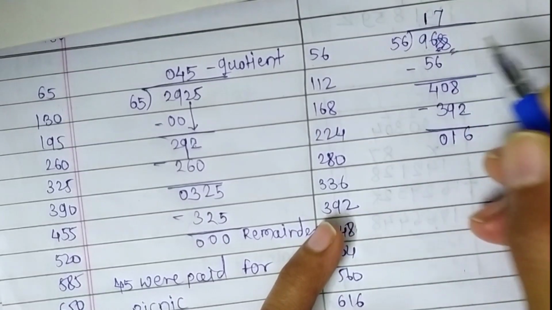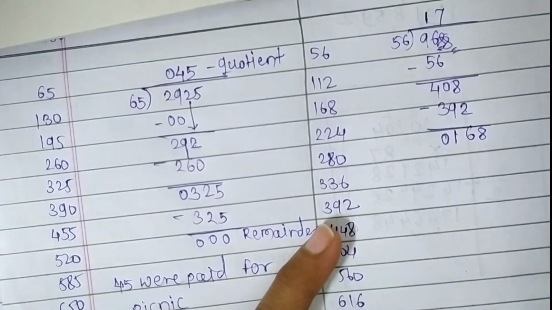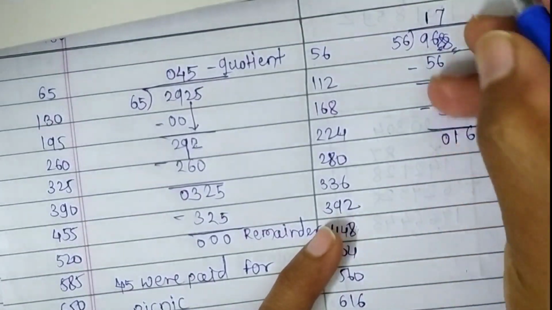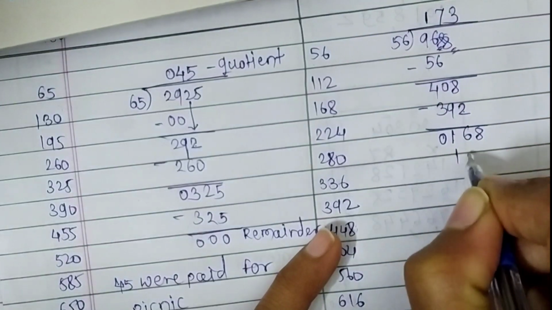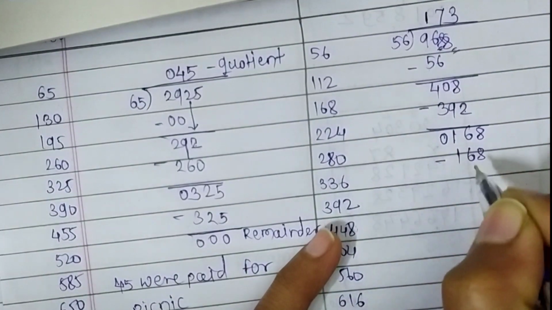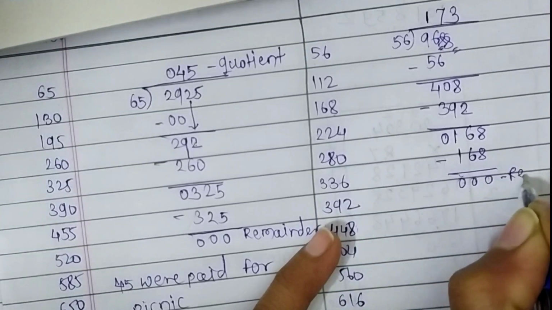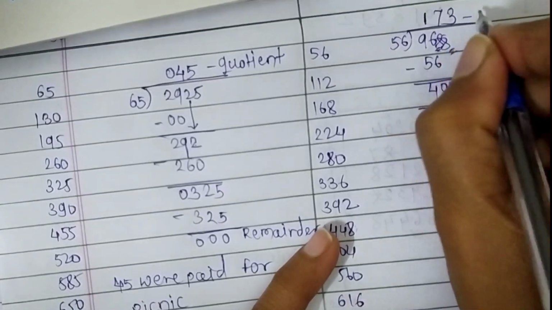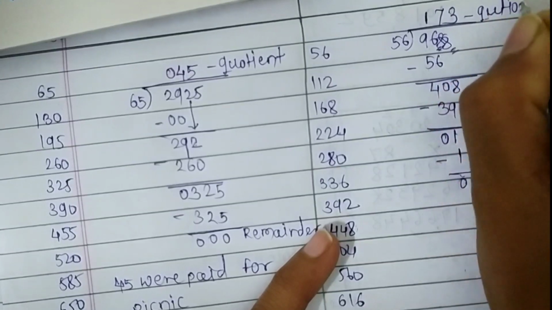Now we have again 8 on the unit place. Just write here 8. The number we get is 168 and it is on the table of 56 on 3rd place. So just write here 3 on the quotient side and subtract it from 168. 0 is our remainder and 173 is our quotient.